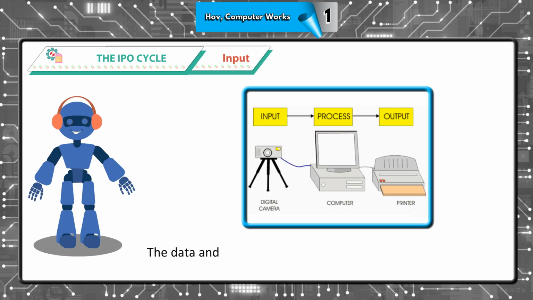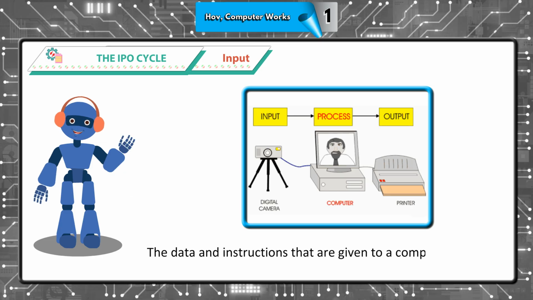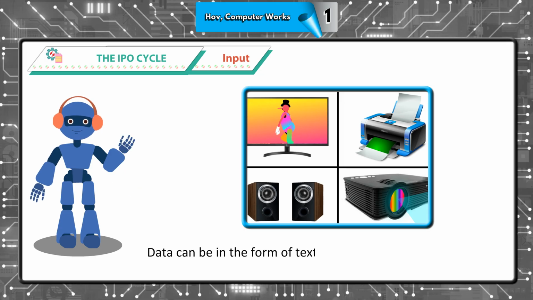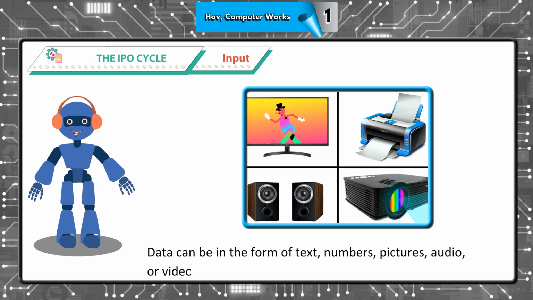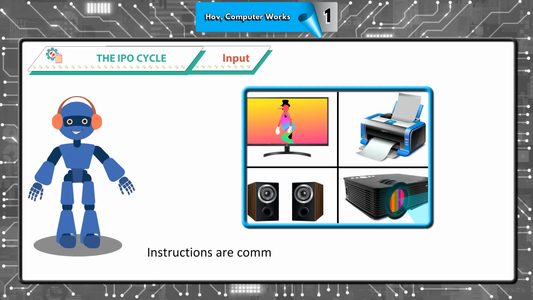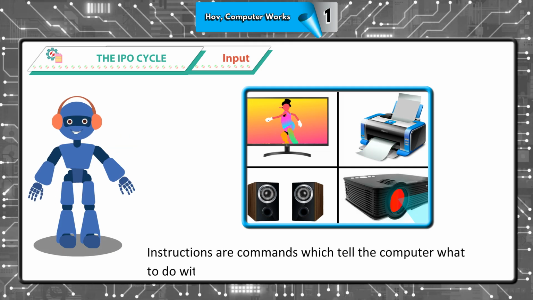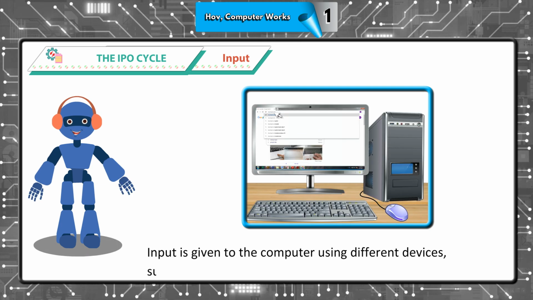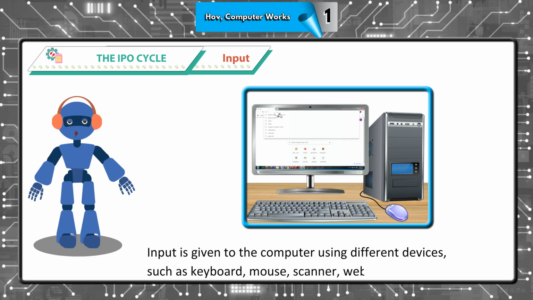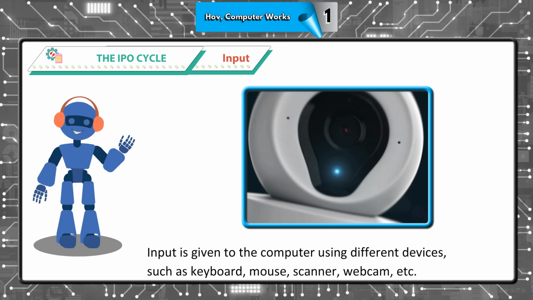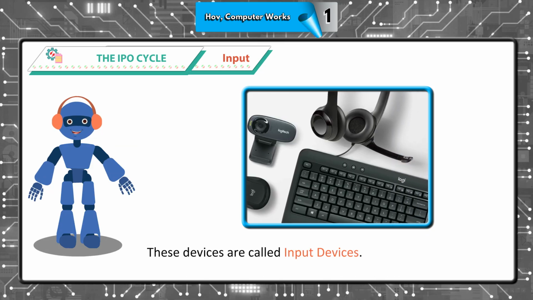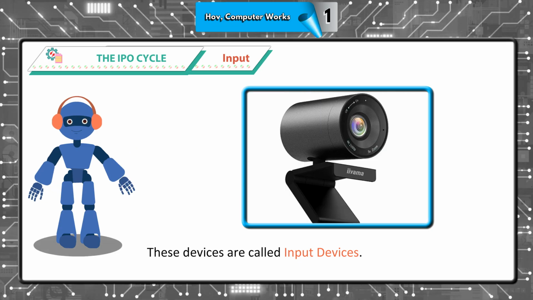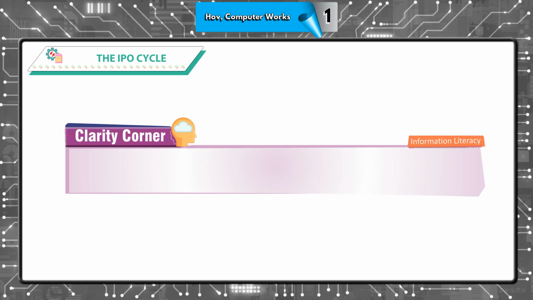Input. The data and instructions that are given to a computer to do a task are called input. Data can be in the form of text, numbers, pictures, audio, or video. Instructions are commands which tell the computer what to do with the given data. Input is given to the computer using different devices such as keyboard, mouse, scanner, webcam, etc. These devices are called input devices. Keyboard, mouse, webcam. Clarity corner.